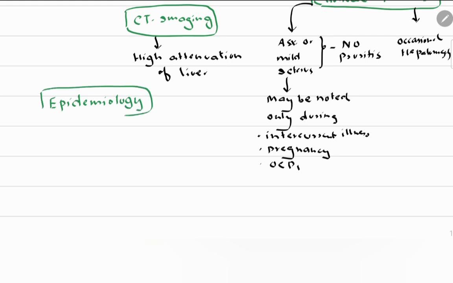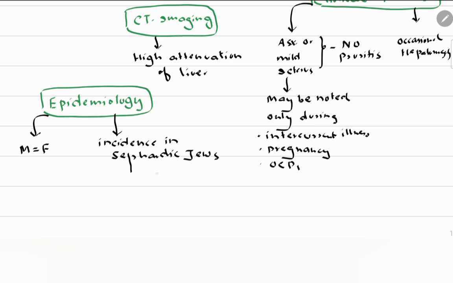Now coming to the epidemiology of Dubin-Johnson syndrome. It is equally prevalent in both males and females, and the incidence is more in Sephardic Jews, that is 1 in 3000.